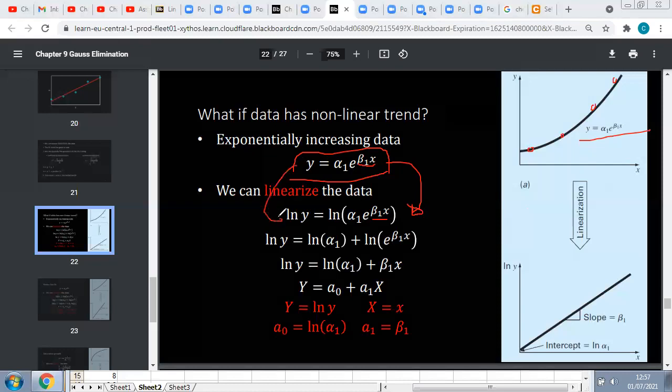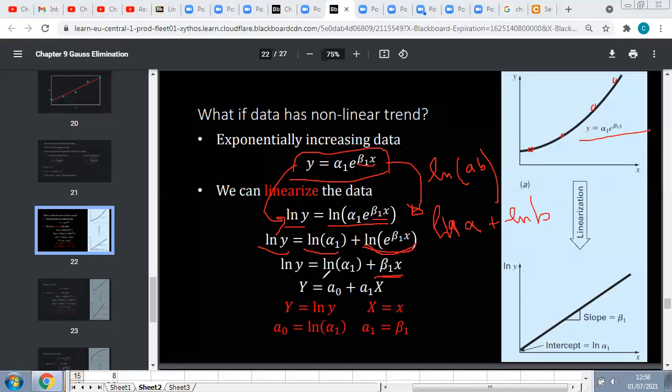If I do ln for both sides, what do I get? I have ln y equals ln of alpha 1 times exponential beta 1 x. Now we know that ln of a times b can be decomposed into ln a plus ln b, which gives us a linear relation. So ln y is equal to ln alpha 1 plus ln exponential beta 1 x, and ln exponential beta 1 x is nothing other than beta 1 x.